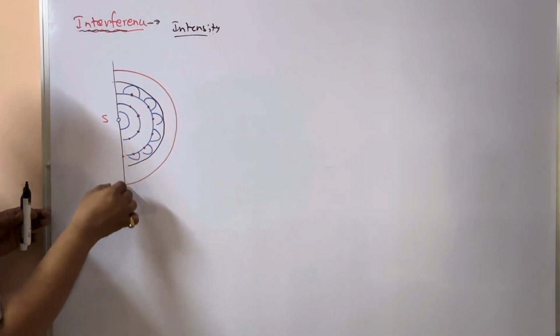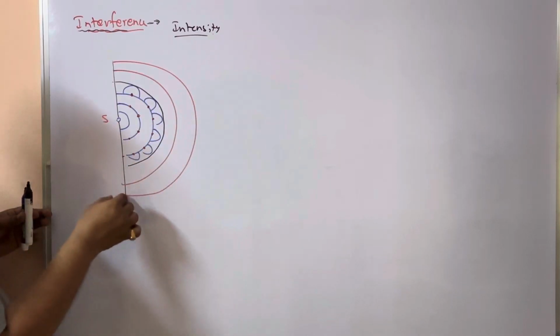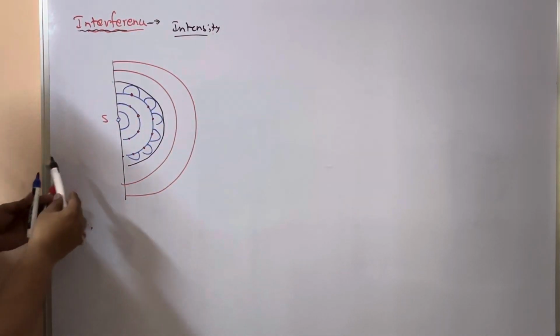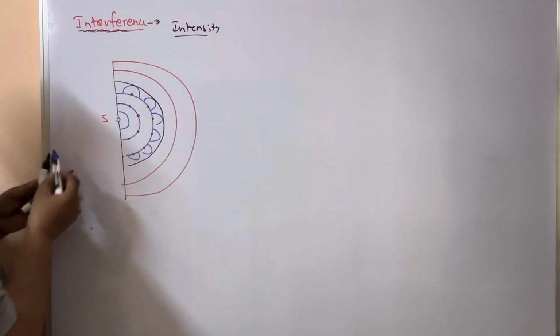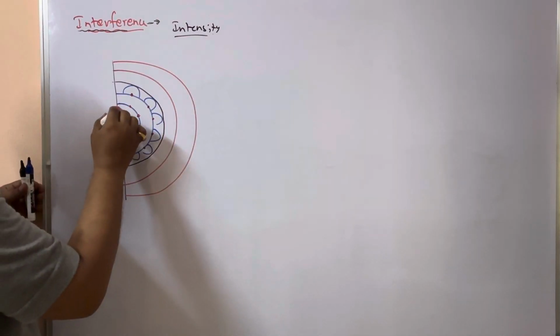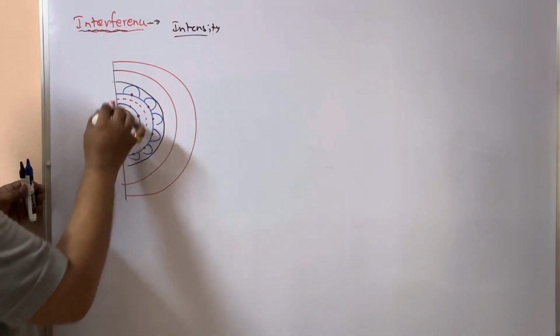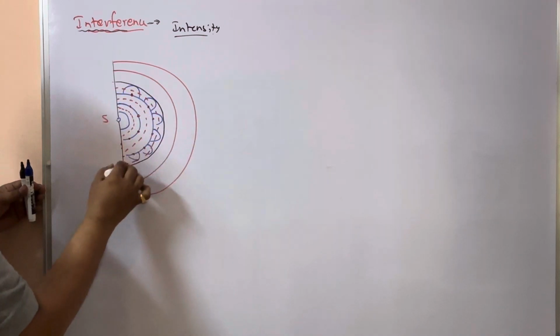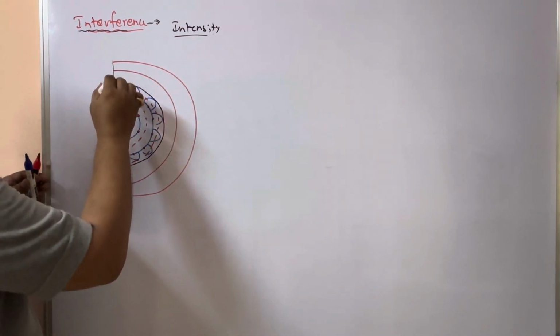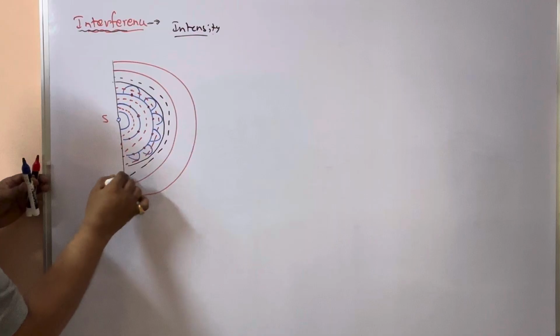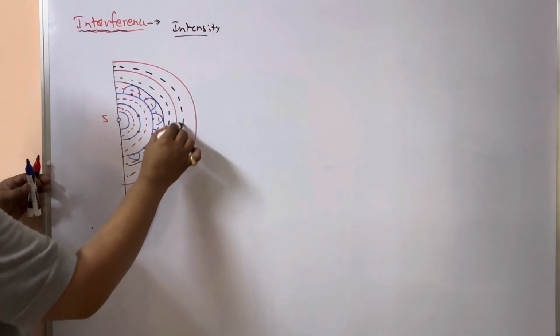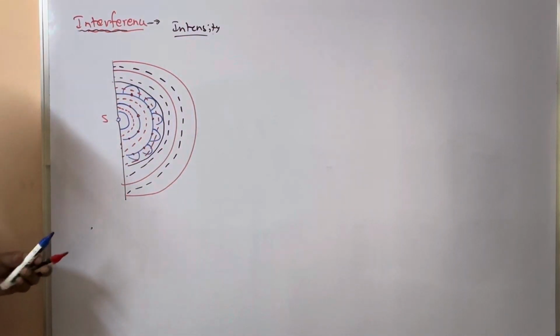In this, whichever I am drawing as a thick line, we will call that a crest. Whichever I am drawing as a dotted line, we will call that a trough. So crest and trough will be passing like this. Now, if it is going like this, no superposition will take place.